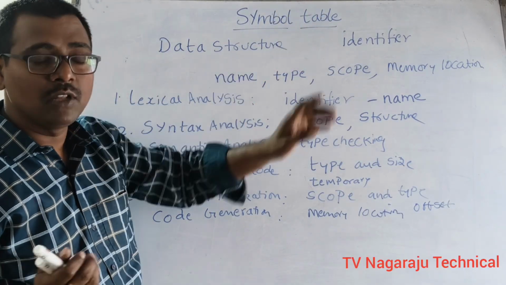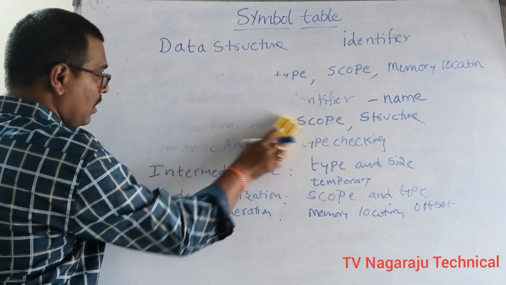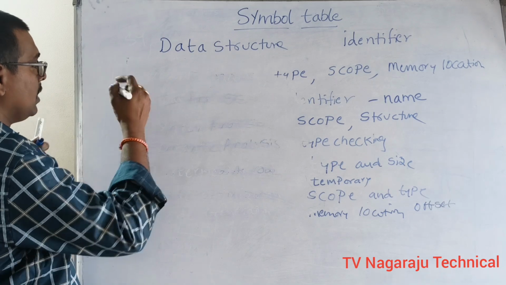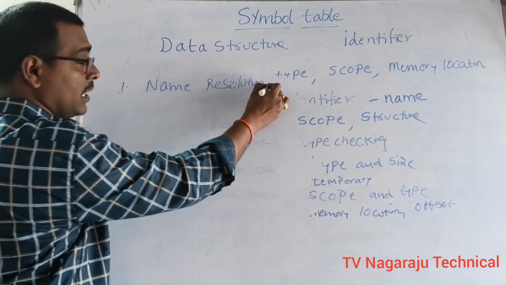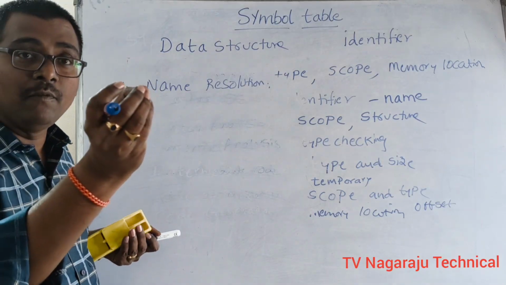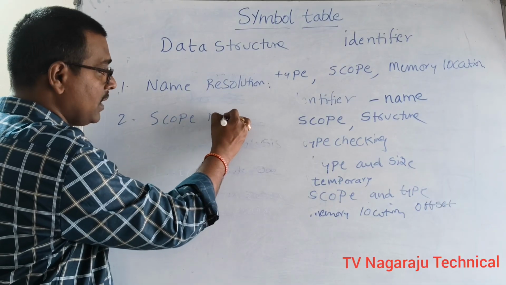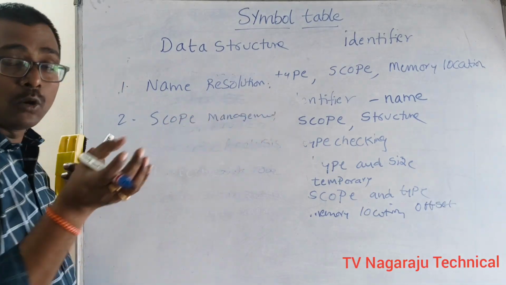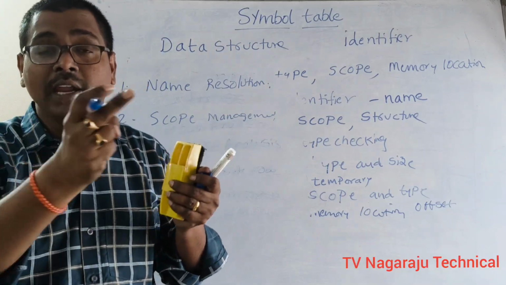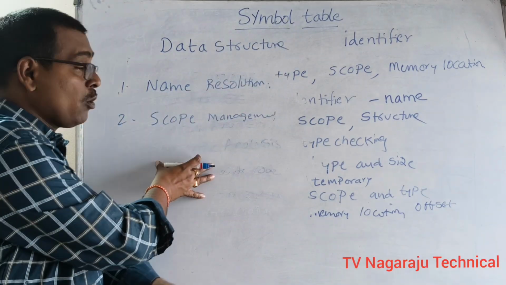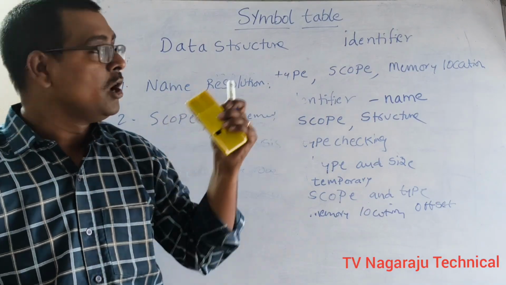What are the main advantages of the symbol table? The main advantage of symbol tables is name resolution. Name resolution means that with the same name, more than one variable is not allowed. And scope management, that is whether the variable is a local variable or global variable. If it is a local variable, using it outside of the local scope is not allowed. Now code optimization we are using, code generation we are using, even error detection also we are using.